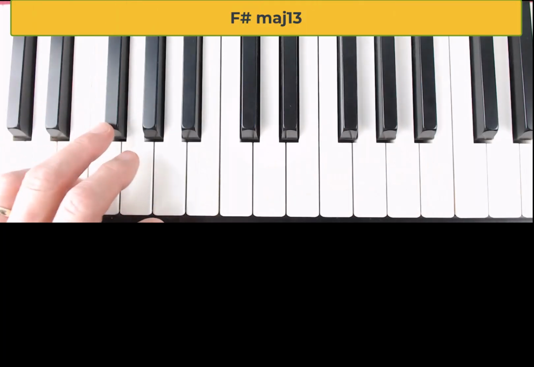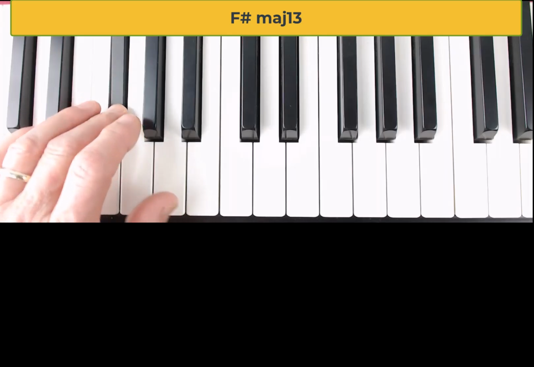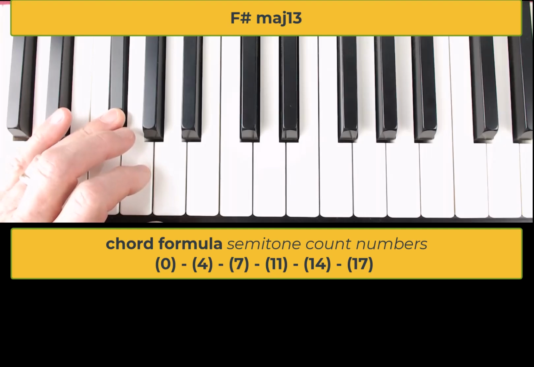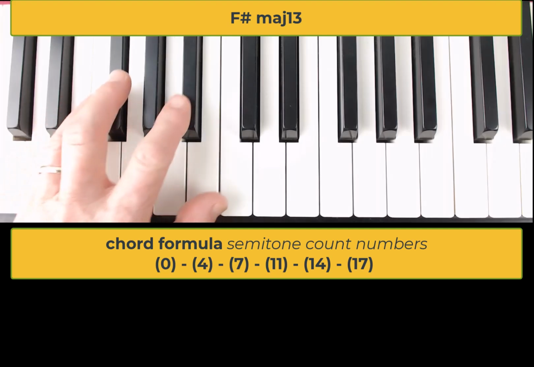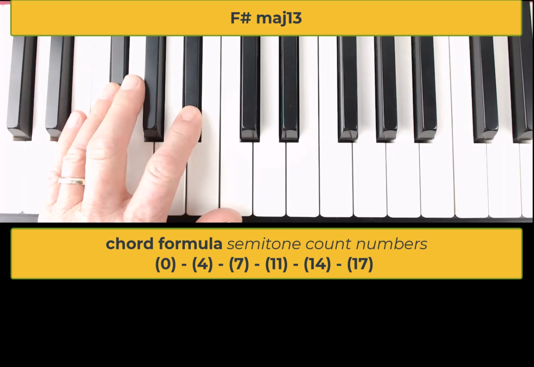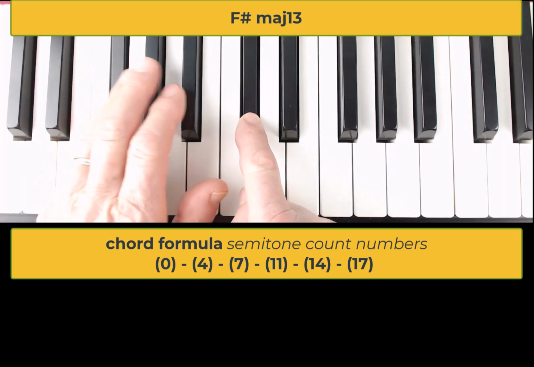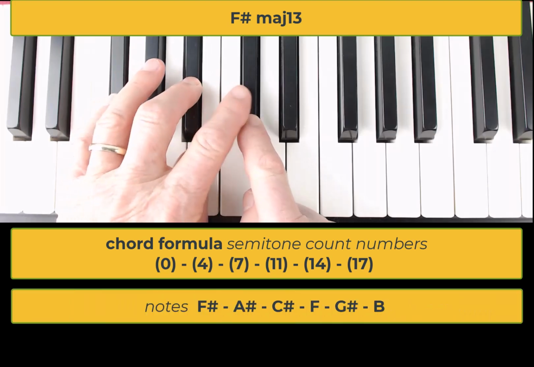Okay, let's stop here with the F sharp major 13th extended chord. So we'll start here with the F sharp, and we're going to call that semitone count 0, and then our next one is 4: 1, 2, 3, 4. And then we're going to go 4 to 7: 5, 6, 7. So we've got F sharp, A sharp, C sharp.